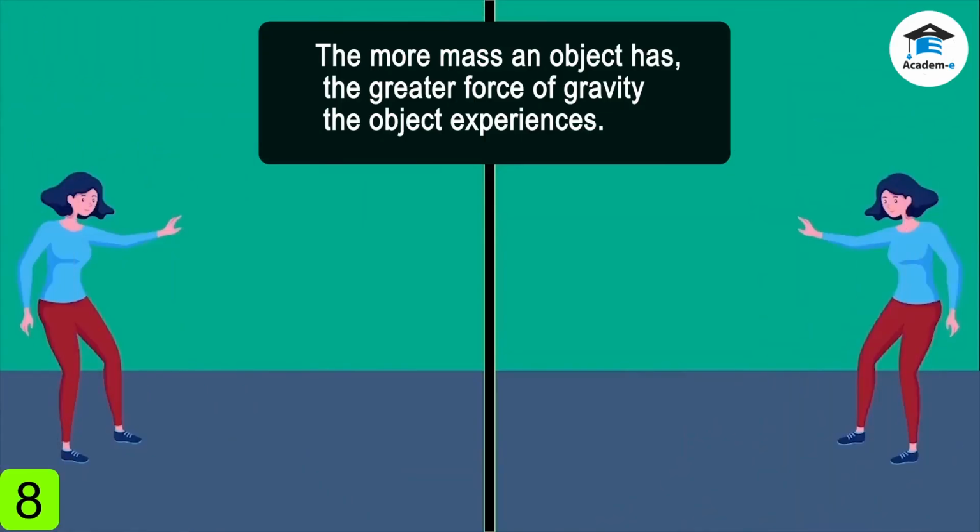The more mass an object has, the greater force of gravity the object experiences. For example, if you throw a piece of paper up into the air, you will notice that the piece of paper will gently fall. However, if you throw an apple up, the apple will quickly fall. That is because the apple is more massive than the piece of paper.